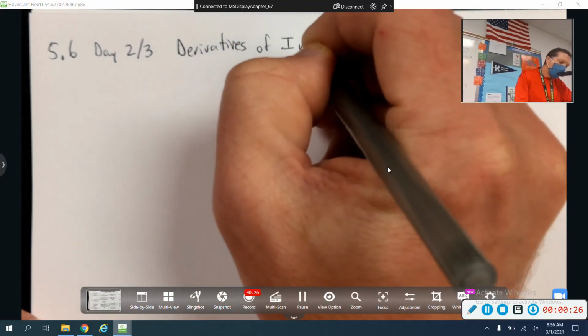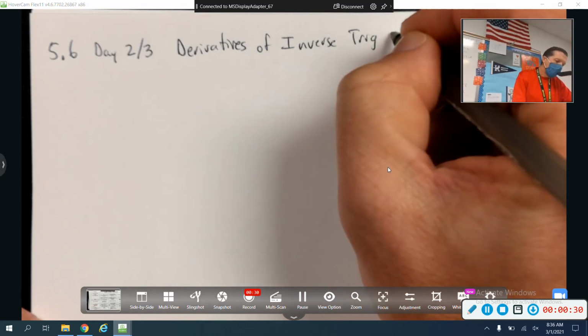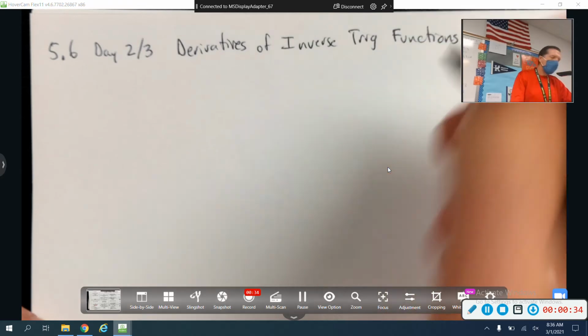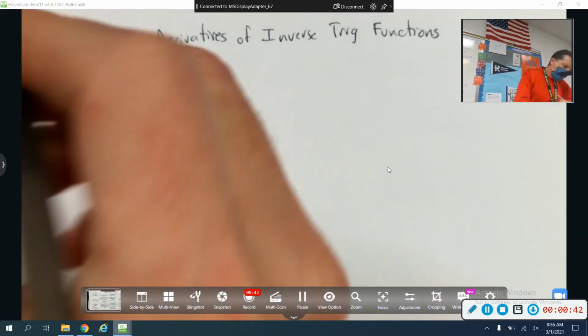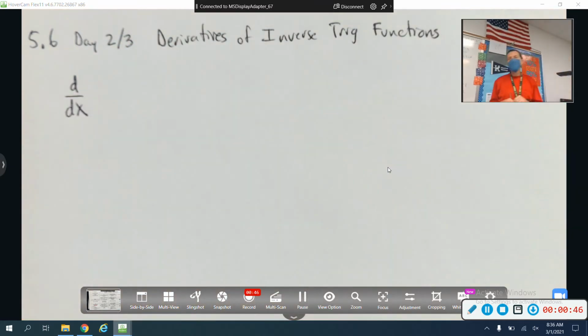Derivatives of inverse trig functions. And then again, tomorrow will be day 3 where we go backwards. So 3 new rules to know. The sine, cosine, and tangent rule.